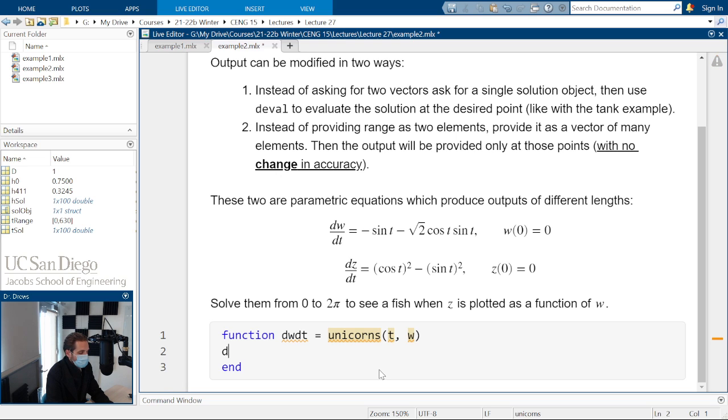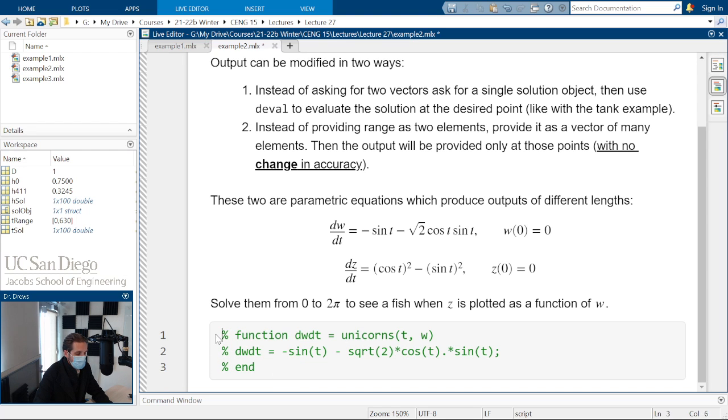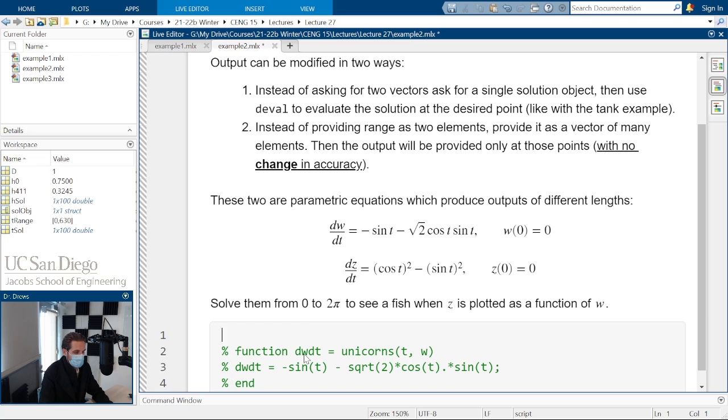We don't need much of a sandwich structure here because dw dt can be written all in one line. So minus sine of t minus the square root of 2 times the cosine of t times the sine of t. The reason I said I'm only going to write one of those is because whenever you find yourself writing a single line like that, and that encompasses everything, it's a pretty good candidate for a local or for an anonymous function. So I'm going to leave these here, but I'm going to comment them out. It is possible to use ODE 45 with local functions in the same way that you can use fzero with local functions. That's perfectly fine.